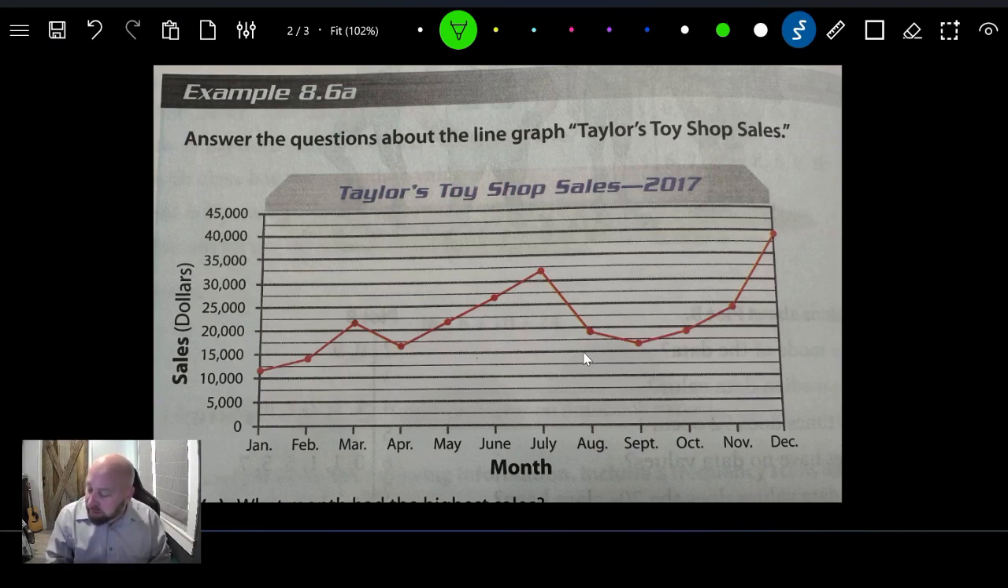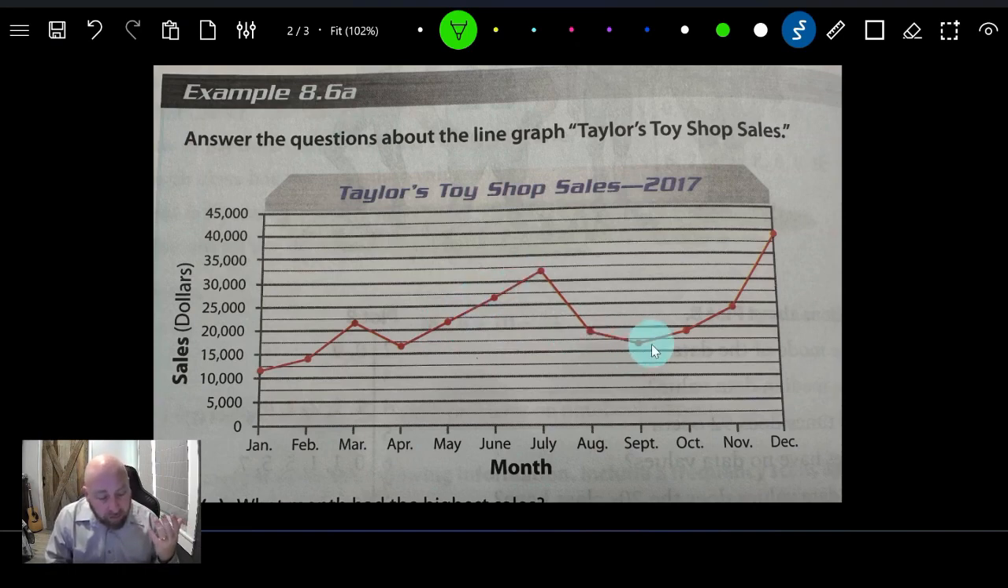How many times did the sales increase between months? All right, let me grab my pointer here. From January to February, it goes up. Look, there's an increase. So that's 1. From February to March, it goes up. That's 2. And then we have a decrease. And then from April to May, it goes up. That's 3. May to June, it goes up. 4. June to July, it goes up. 5. Then we go down.